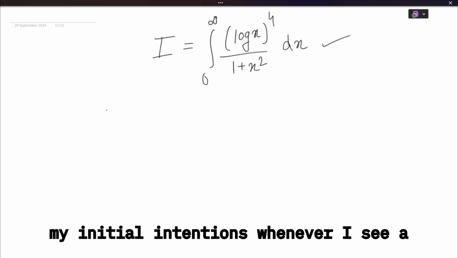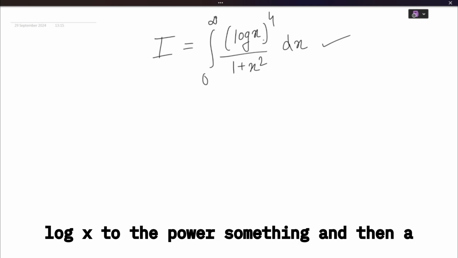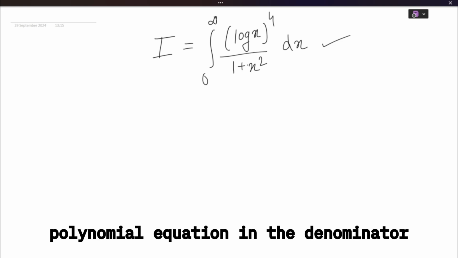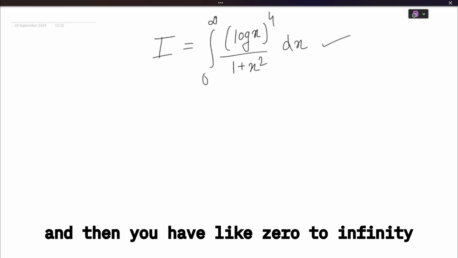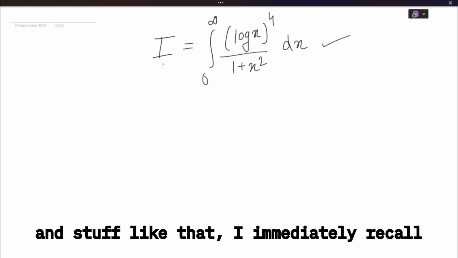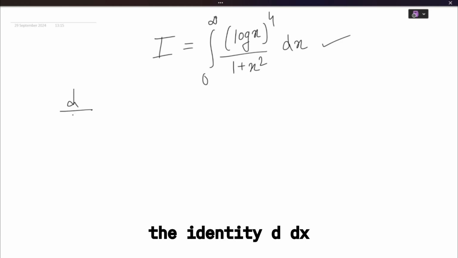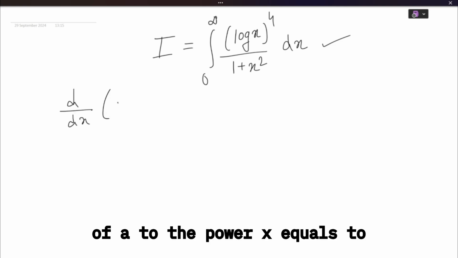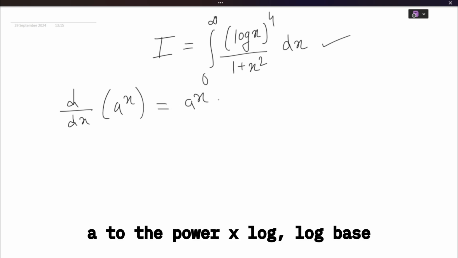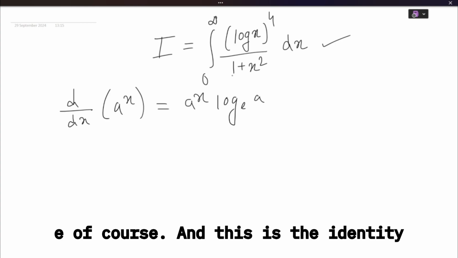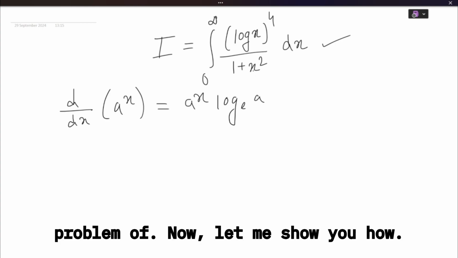But my initial intention, whenever I see a log x to the power something, and then a polynomial expression in the denominator, and then limits 0 to infinity, is that I immediately recall the identity d/dx of a to the power x equals a to the power x log base e of a, of course. And this is the identity that we're going to base the whole problem on. Now, let me show you how.